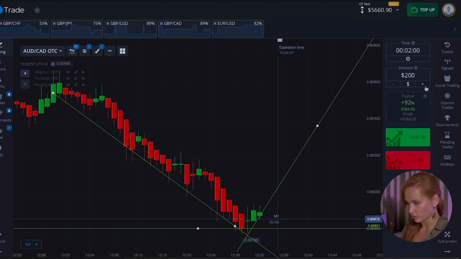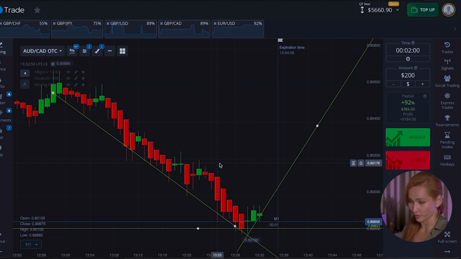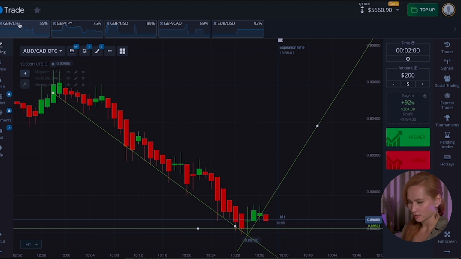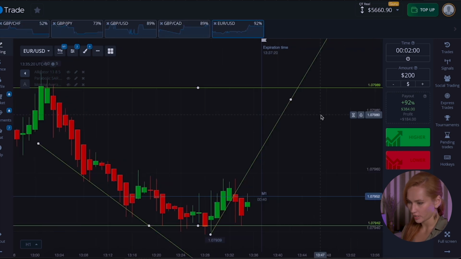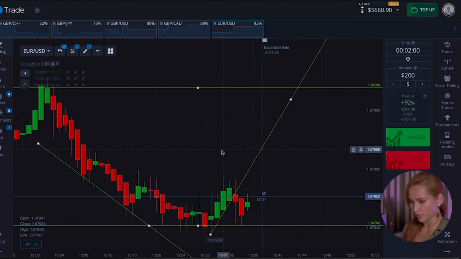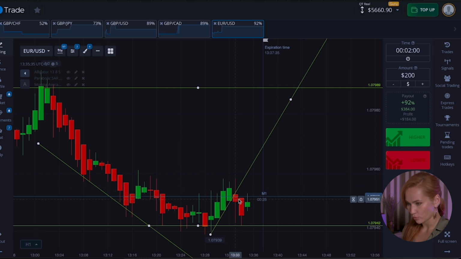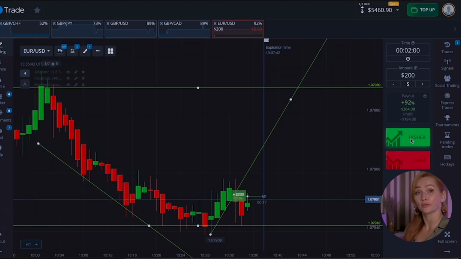And we'll go with the currency pairs that we have chosen. Let's try the euro currency pair. And now this is the chart. Here is the EUR USD currency pair chart. Now we build support and resistance lines. We can see a trend. But there is a rebound. Let's now try to open a deal for 2 minutes.